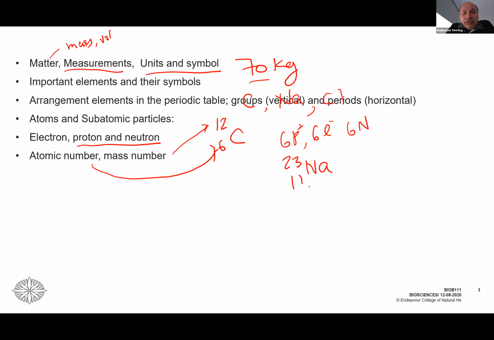So what is the mass number of sodium? Na for sodium. Sodium is natrium, Na for natrium, okay? 23 is the mass number, 11 is the atomic number. You take the difference between them, and that will be the number of neutrons. Yes, the number of neutrons and protons need not be the same.